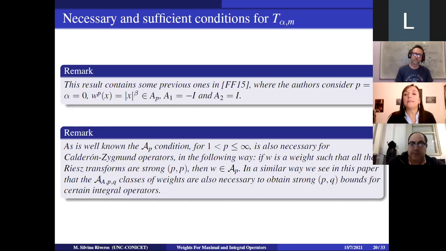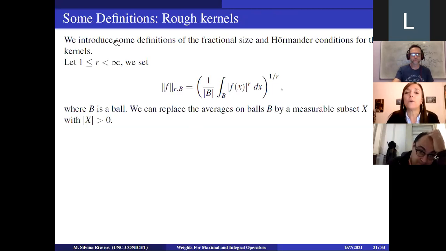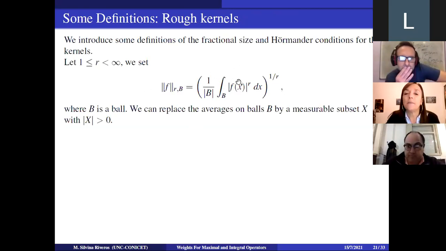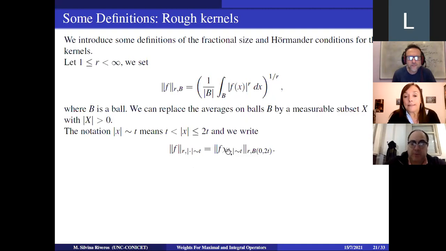So I said that we would speak about rough operators, and I haven't even started, so I will go fast. Here we introduce some size and Hormander conditions. Here is the average that Shelby maybe used before. If we have a number R greater than or equal to 1, we have this average, and we will also use it when we take the average over a crown, or a ring. I don't know how to say it in English, a ring.